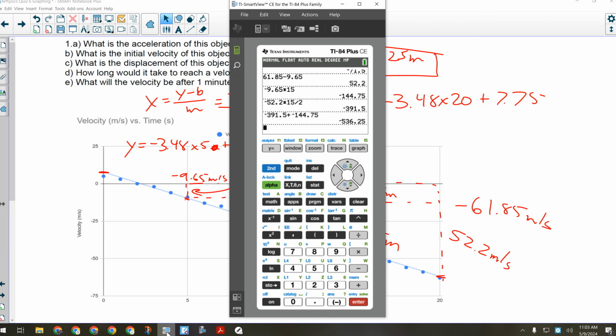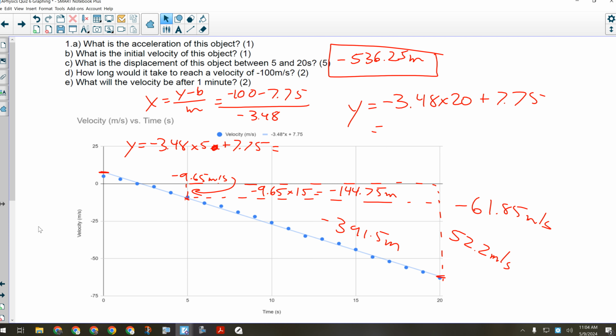So I'm going to take negative 100 minus 7.75, and then divide that by negative 3.48. Okay, good, I didn't go back in time. I could mess up the timeline, butterfly effect and all that. 30.96 seconds. Can't be negative.